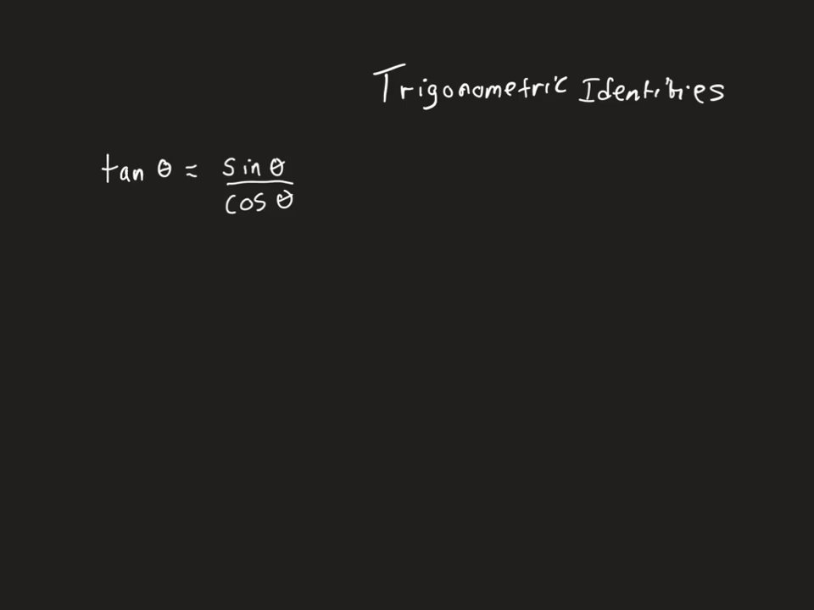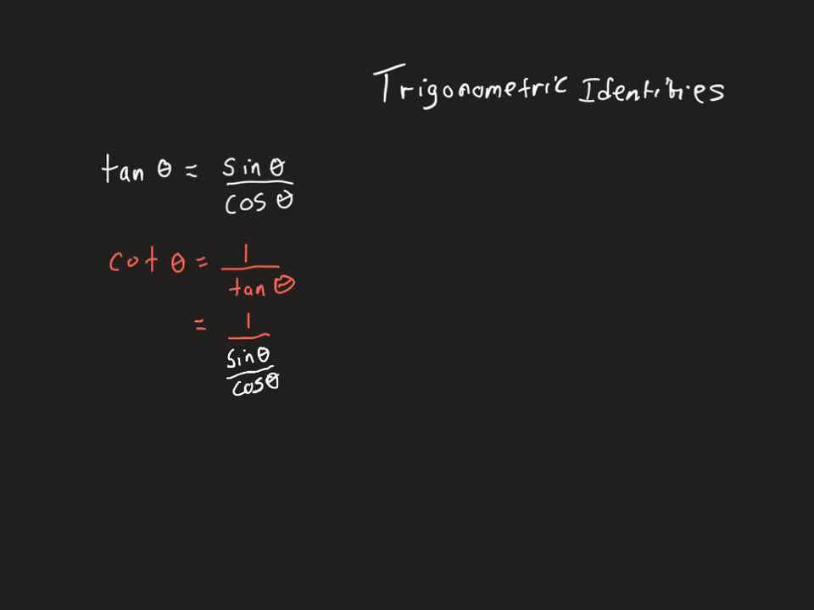So, what do I do with this information? Well, we can use it to find other things as well. For instance, we know about cotangent. We know cotangent of theta is the same thing as saying 1 over tan theta. But now, thanks to this, I know that this is the same thing as saying 1 divided by sine of theta divided by cosine of theta.